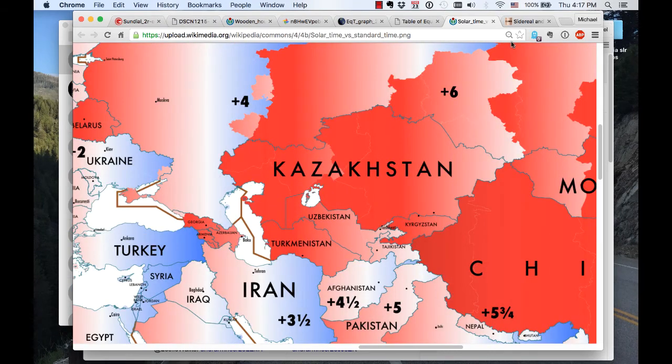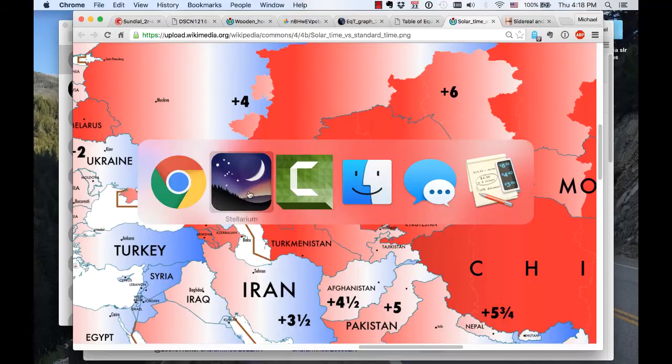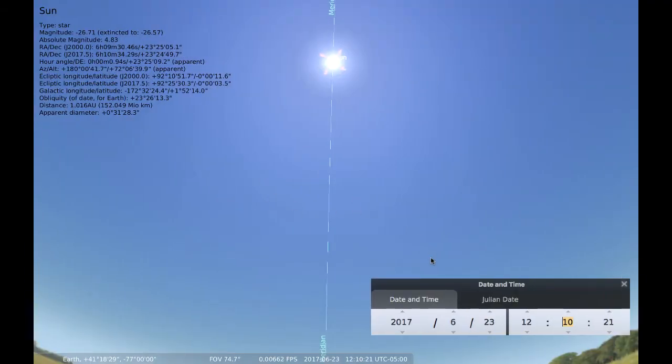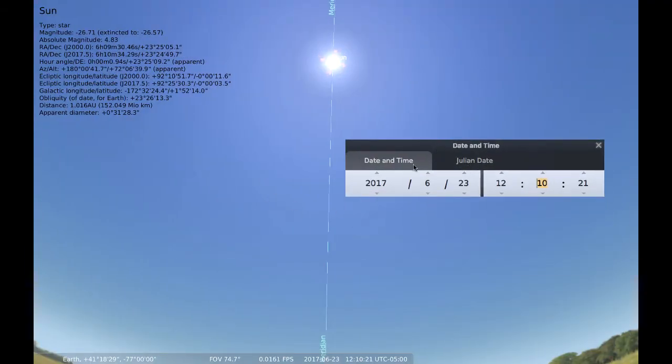Okay, so that's enough about the time zones, local mean time, and local standard time. Let's talk about Julian day number. Julian day number is a very simple kind of time. Astronomers love it. In Stellarium, you can see it over here in the date and time tab. There's this option, Julian date. Julian date is just the number of days that have passed since a reference point. Let's see when that reference point is.